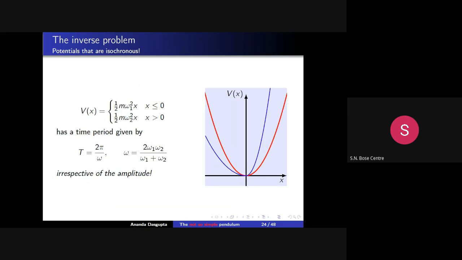And notice that all these potentials, the blue curves, all of them are isochronous. They have exactly the same time period as this parabola, the harmonic oscillator potential.